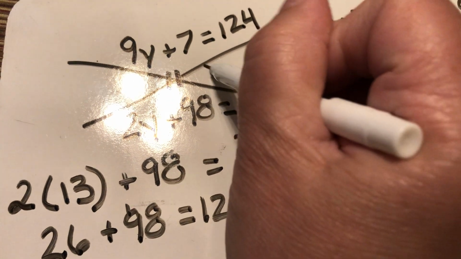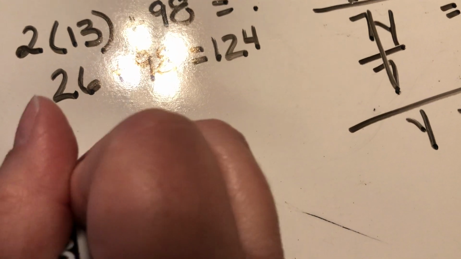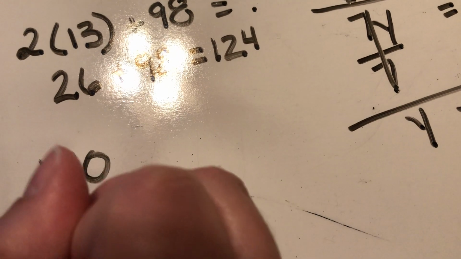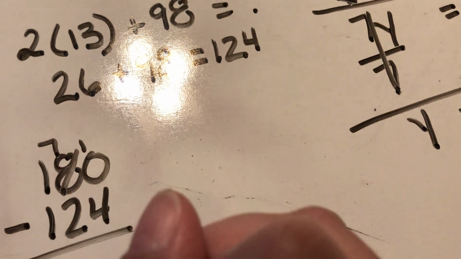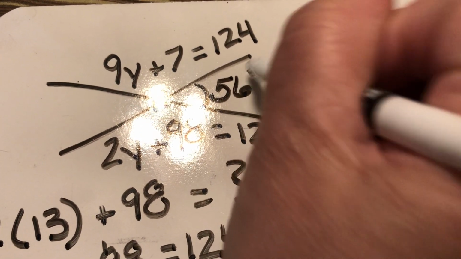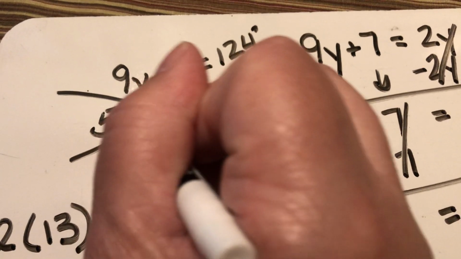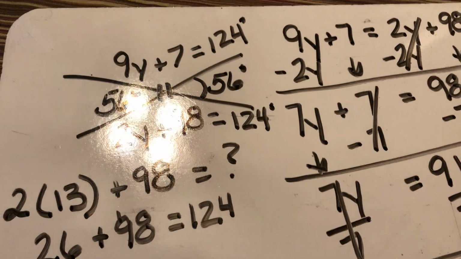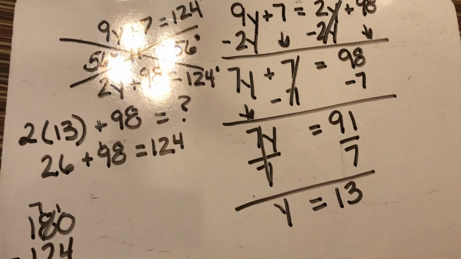Now to find the missing angles, I take 180 minus 124, borrow, I get 6, 5. So my two missing angles are 56 degrees. Okay? Messy, a lot of work, but not impossible.